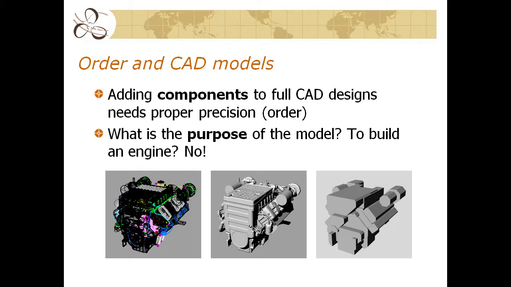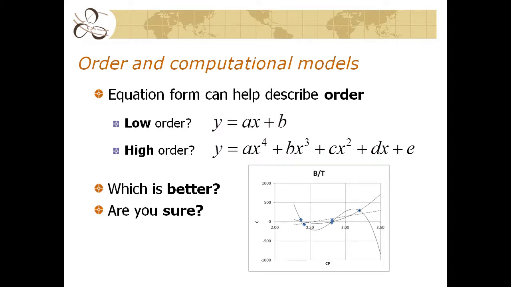So let's talk about computational models, and we'll talk about equations here. An equation form can help us describe what I mean by an order, because it's very well defined. A lowest order might be a line, simple, two components: y equals ax plus b, you've got a and b. As we increase the order of a polynomial, up to a fourth order in this equation here, we can see how we have more precision, but we also have greater flexibility, greater movement. So which is better? Is a higher order always better than a lower order equation?